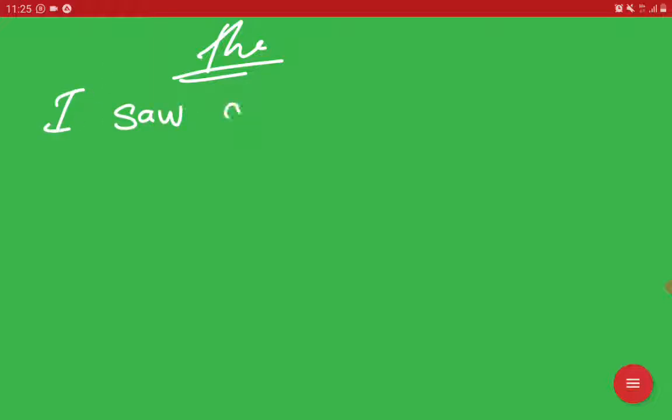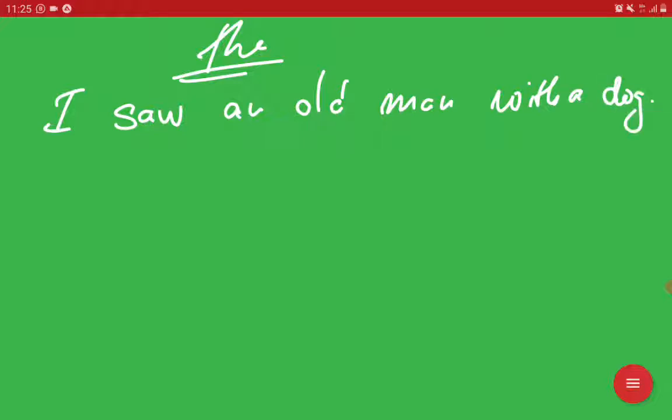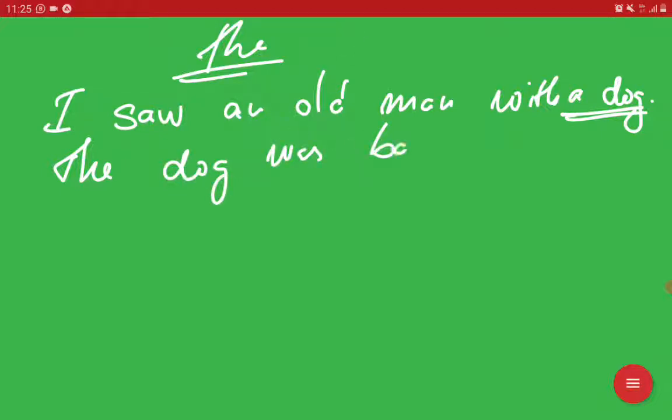I saw an old man with a dog. I saw an old man with a dog. So I can say, the dog was barking. Why am I using the? Because here I'm mentioning the dog for the second, third, fourth, and so on time.